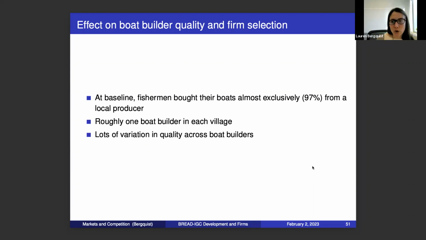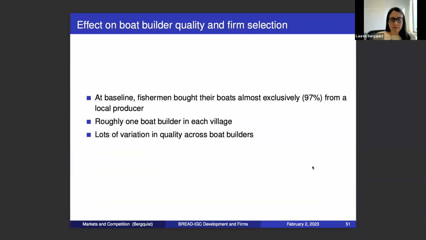So at baseline, these fishermen are buying boats almost exclusively from their local producer. Okay, 97% are buying from the boat builder in their home village. And there's roughly one boat builder per village. So along the shoreline, each village has their own boat builder, and all the fishermen from that village are buying from their local boat builder.